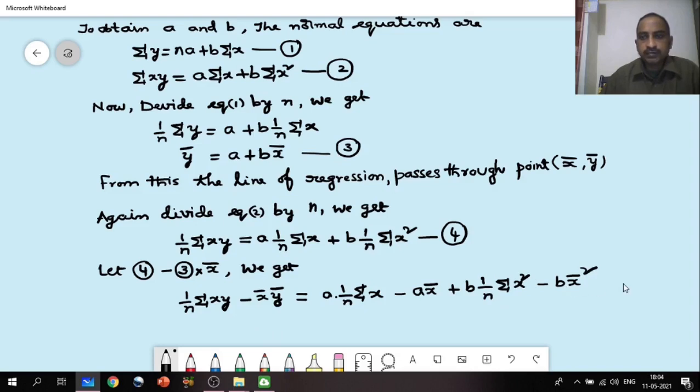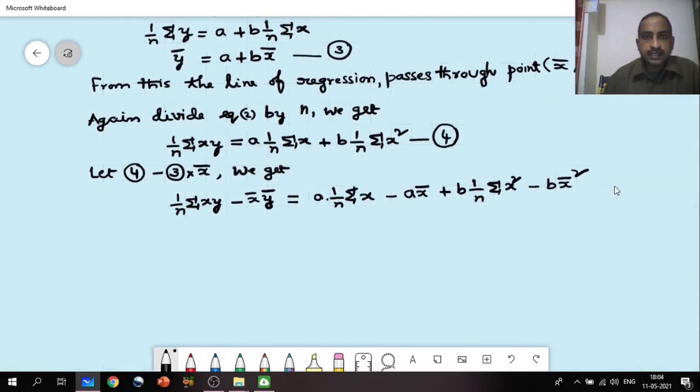So this is the left hand side, and this is the right hand side. If you observe, this left hand side is nothing but the covariance of xy. Am I right? This is the covariance of xy. A into 1 by n x bar, this entire value is nothing but the mean value of the x series, so we can write x bar. So a x bar minus a x bar, both are cancelled. So b into 1 by n summation x square minus b into x bar square.